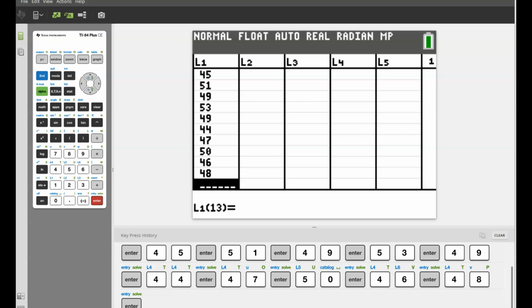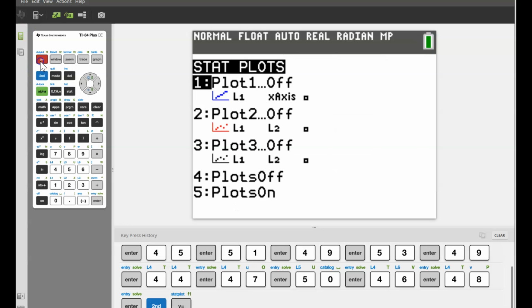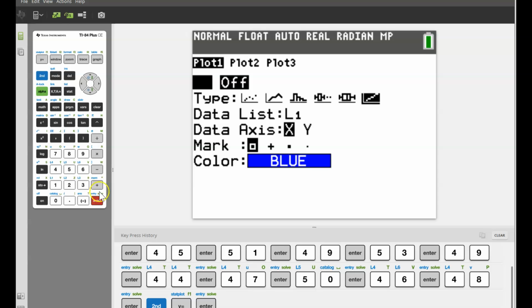So the box plot is going to be really easy to make and really easy to sketch because we can use our trace feature. So I'm going to hit second y equals. That's my stat plot option if I want to make a graph of my data. Second and y equals. And I'm going to use my first plot, and I'm going to turn that plot on. Now, like I said, if we wanted to make a histogram, we have the histogram option right here. I'm going to choose to use the box plot, but I'll show you all three.